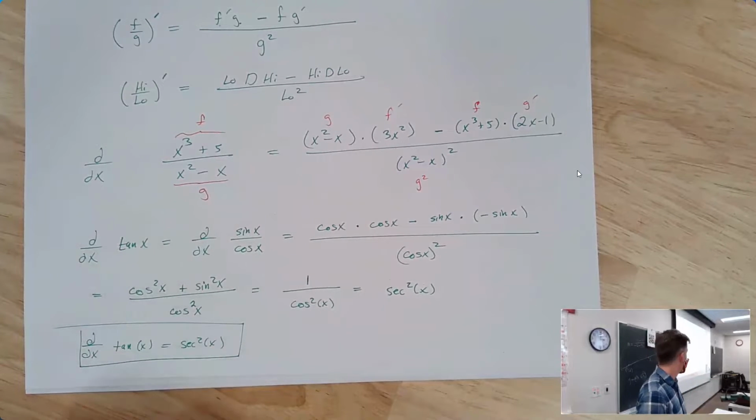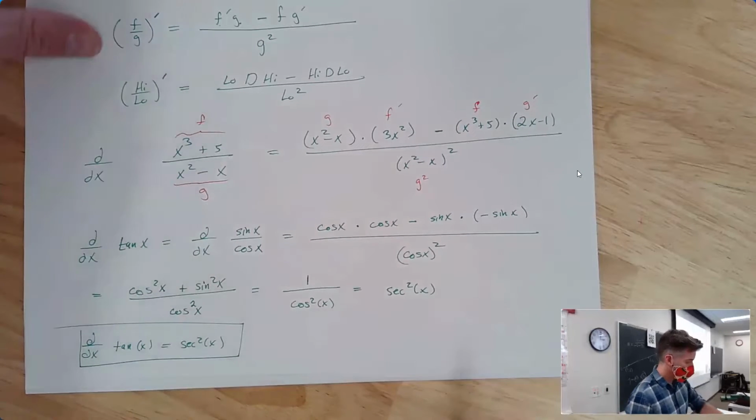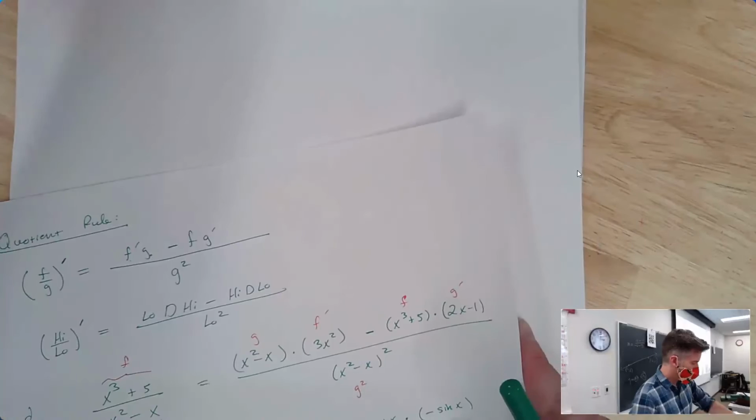Wait, so where did the cosine squared x plus sine squared x go? So there's a trig identity that says, and you're all welcome to go, but if you want to see the trig identity, bear with me for just 1 sec.